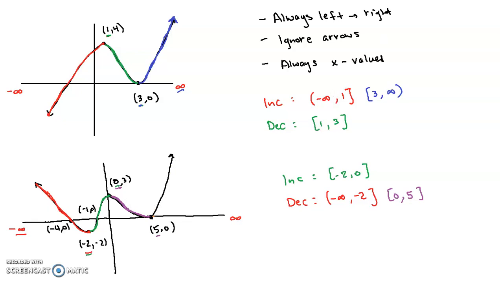Last section, I'm going up. So I'm increasing forever, 5 to infinity. 5 is included, infinity never is. So again, run through your problem real quick, left to right. Make sure that you got all of your intervals, and you're done.